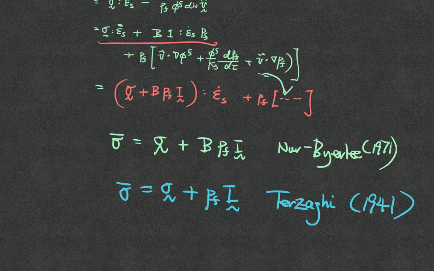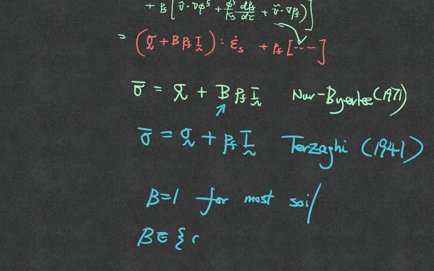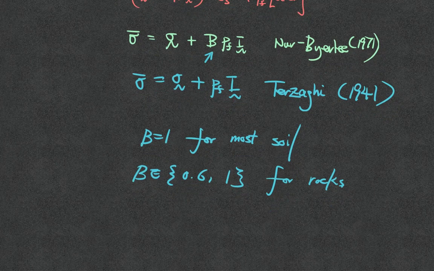Okay, and this is Biot's theory. They are almost identical except for the b. You see what I mean? So b equals 1 for most soil. b could usually be within the range of 0.5 or 0.6 all the way to 1 for rocks. For soft tissue and biological material, you will have a different b.